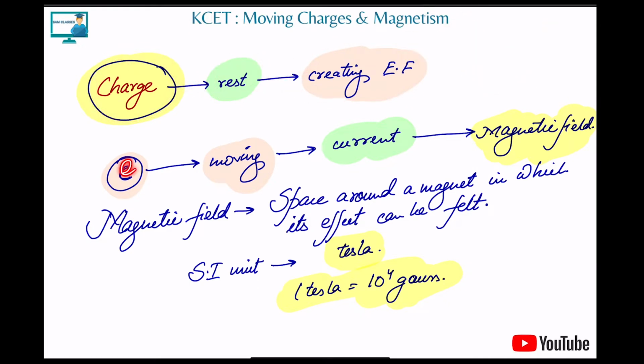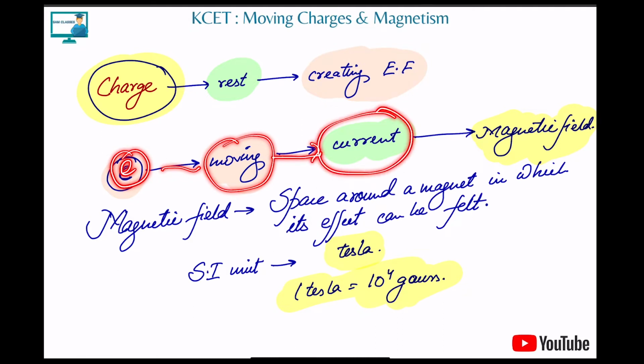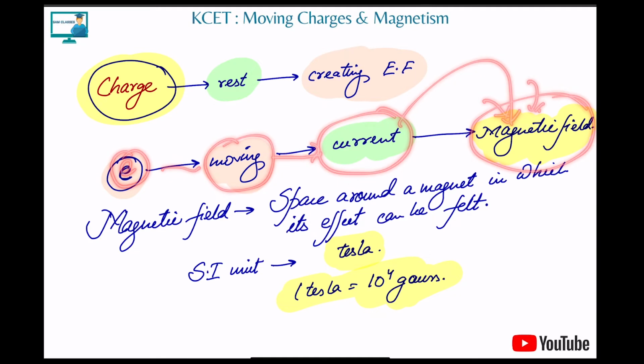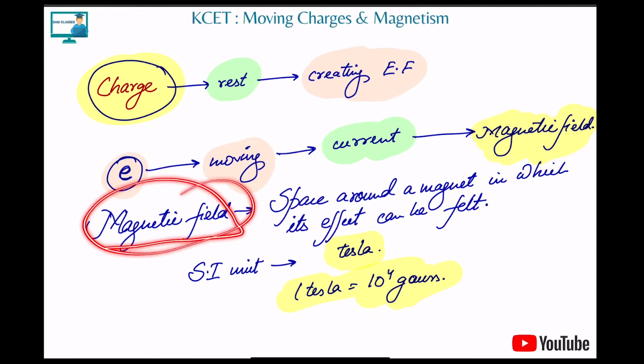Now the moment charges start moving, what do we have? We have current. Once we have current, we have a magnetic field. A current carrying conductor creates a magnetic field also. So now we'll be reading about the magnetic effects of a moving charge. That's why the chapter is Moving Charges and Magnetism: the magnetic properties or the magnetic field that we get from a charge which is moving.